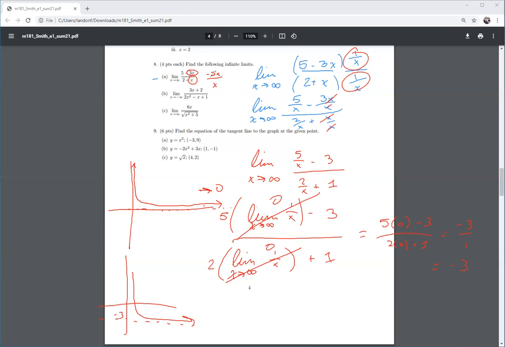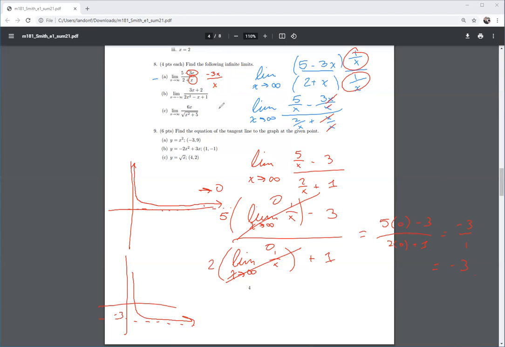So I'm going to single these two out. And notice that if we cancel out this x and this x, we get minus 3 over 1, which is precisely what our limit is. And that's not just a coincidence, that's a general rule. You can just look at the coefficients of the highest powers.